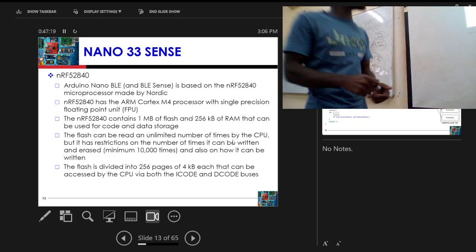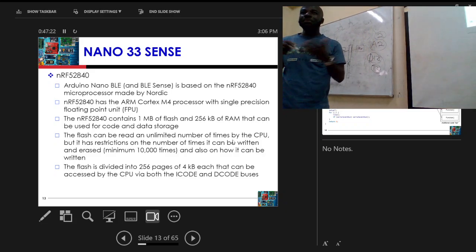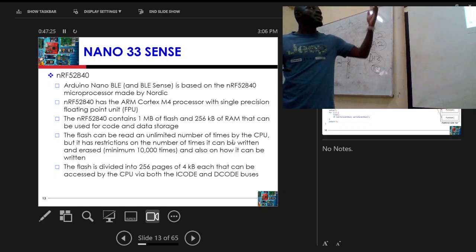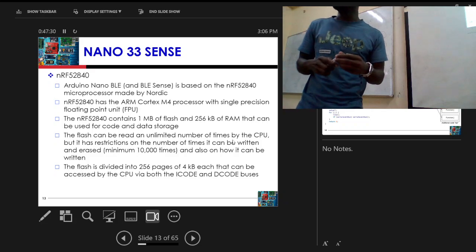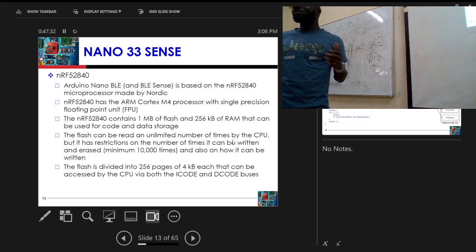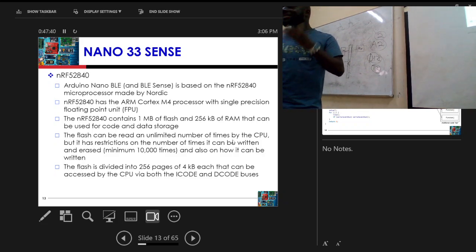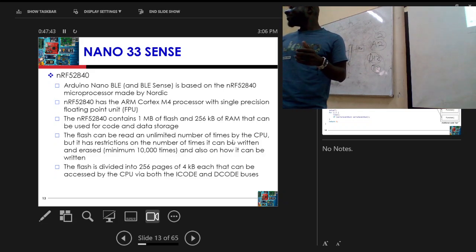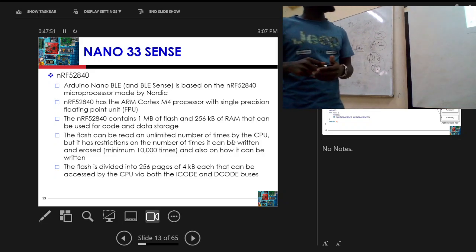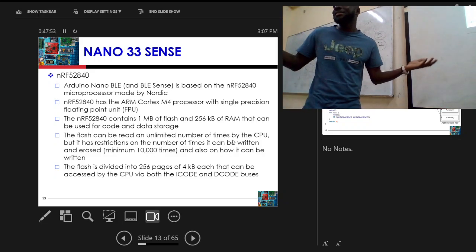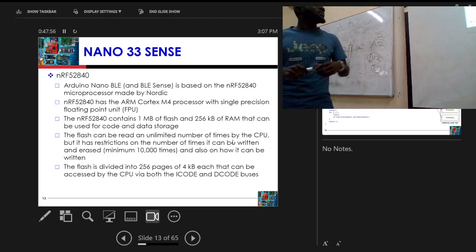Now the most important thing here too is that the Arduino has a CPU, known as the nRF52840. You have heard about it before. I think you have done Microprocessors 1 and 2 or something like that, right? So you're on the same page. This is from ARM. You know what ARM is, the company, right?